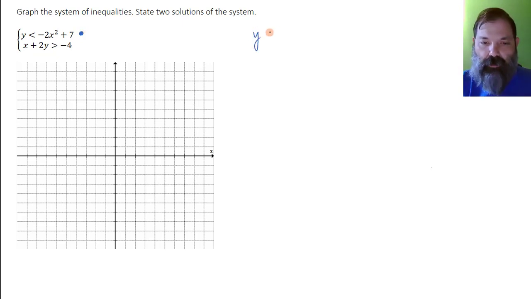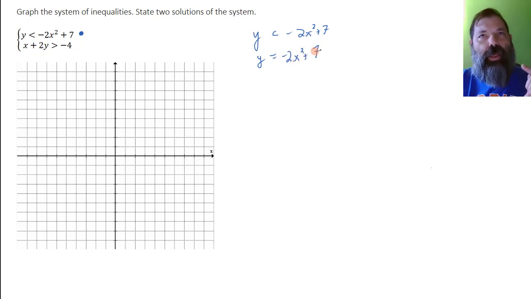All right, so let's work in blue. We have y is less than negative 2x squared plus 7. All right, so I'm thinking first y equals negative 2x squared plus 7. And so then that has a vertical reflection, a scale factor of 2, and it's been shifted up 7. So the vertex would be 0, 7.